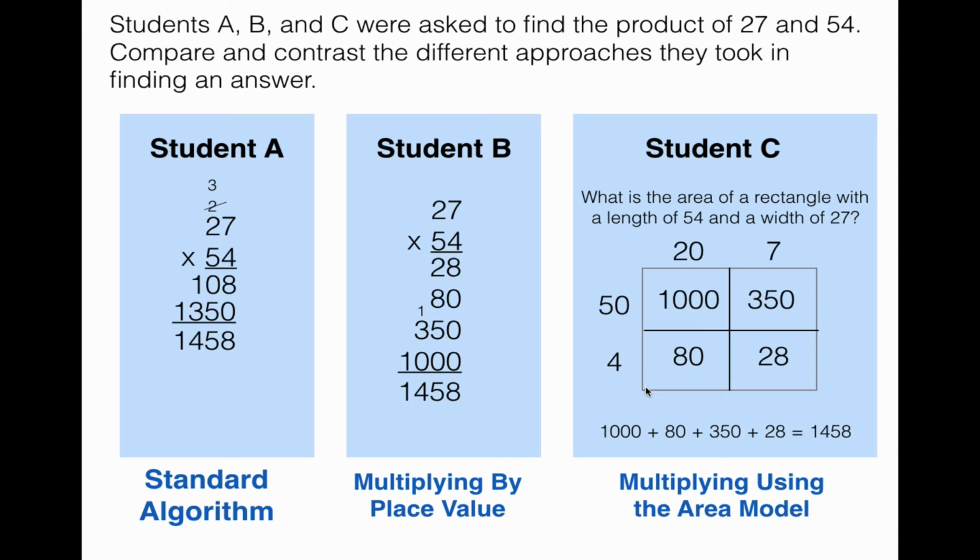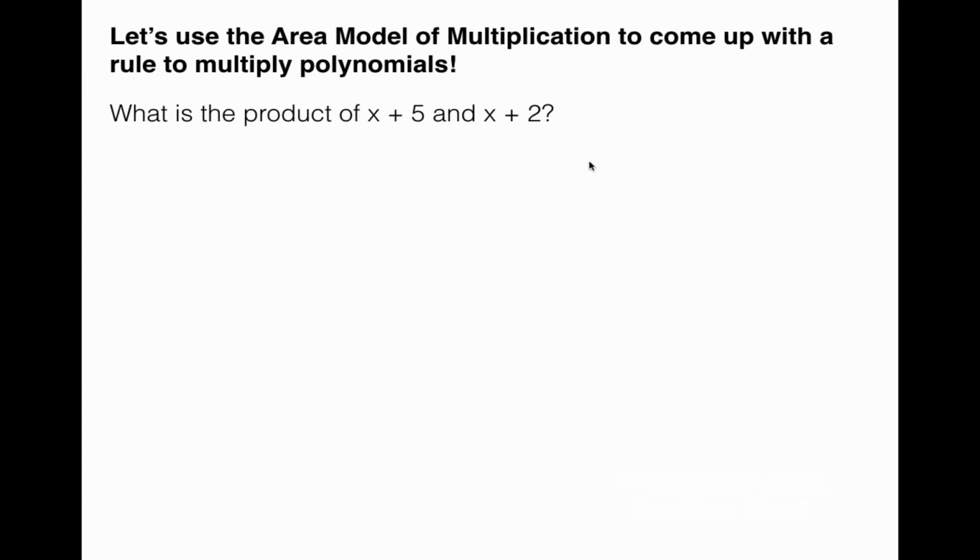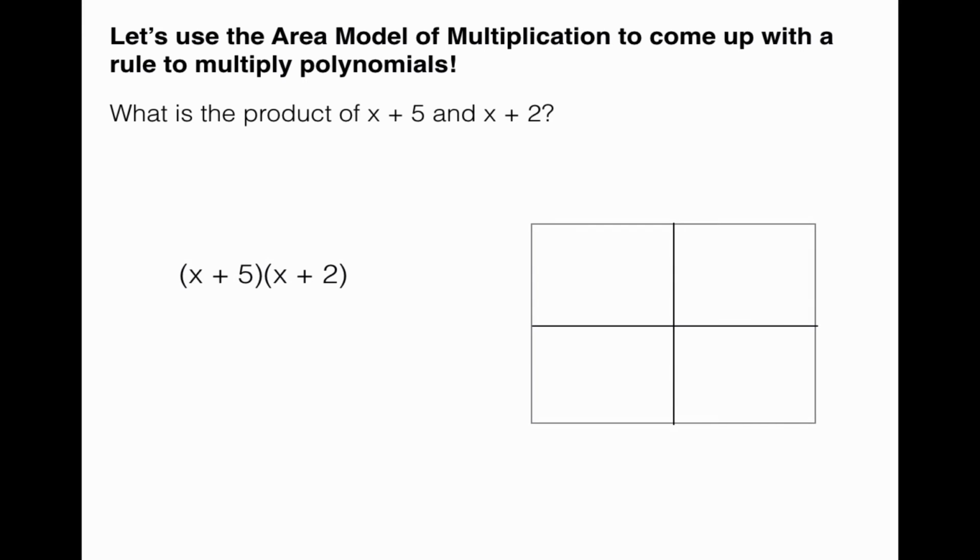All right, so what we're going to do is use this approach today to try and build some ideas about how to multiply polynomials. So let's use the area model of multiplication to come up with a rule to multiply polynomials. So what is the product of x plus 5 and x plus 2? So here we go, x plus 5 times x plus 2. Let's create our area model and see if we can find the product. Pause the video and try it on your own.